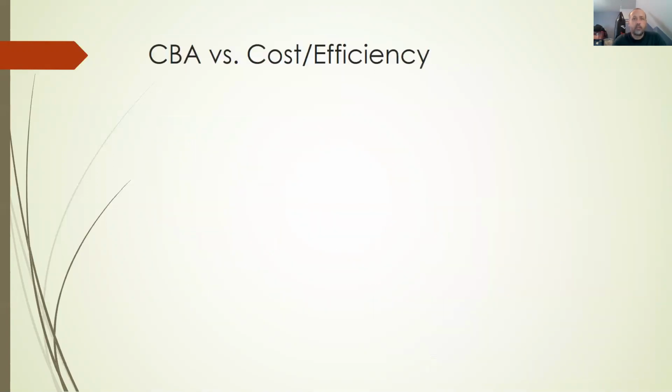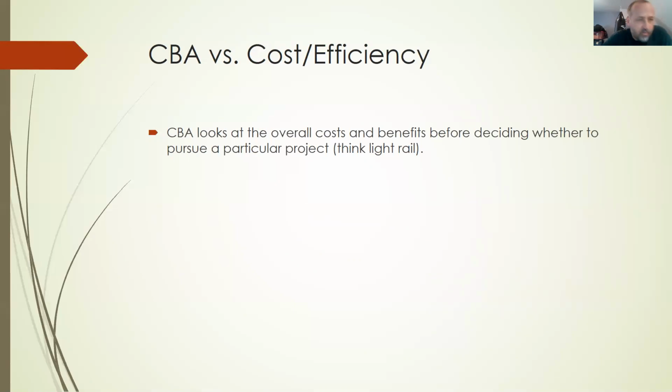So I already talked about this. It's something that we're going to talk about several times throughout the semester, and I just want to be clear about the difference between cost-benefit analysis and cost efficiency analysis. We're going to be doing both in this class, but for your papers, you're not going to be doing cost-benefit analysis, and hopefully you'll see why in just a minute. Cost-benefit analysis looks at the net costs and the net benefits, and what it's looking at is a specific project, a specific policy.